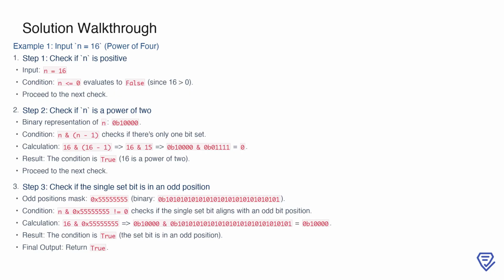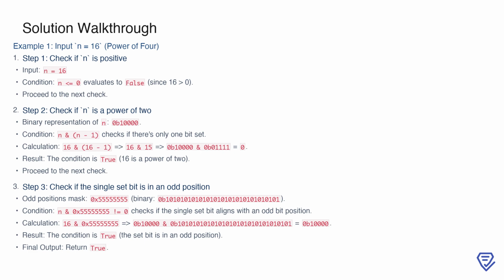To determine if 16 is a power of 4, we start by checking if the number is positive. Since 16 is greater than 0, the first condition is satisfied, and we move forward. Next, we verify if 16 is a power of 2. This involves checking whether there is only one bit set in the binary representation. The binary form of 16 is 0b10000. Using the condition n & (n-1), we compute 16 & 15, which simplifies to 0b10000 & 0b01111, resulting in 0. This confirms that 16 is indeed a power of 2.